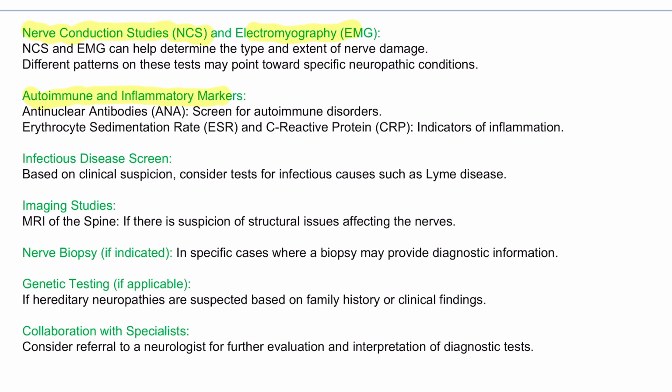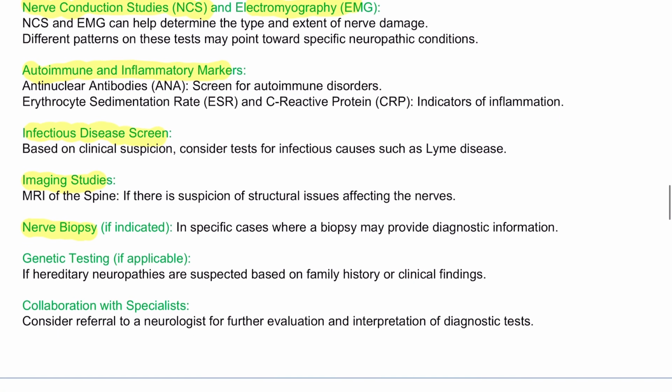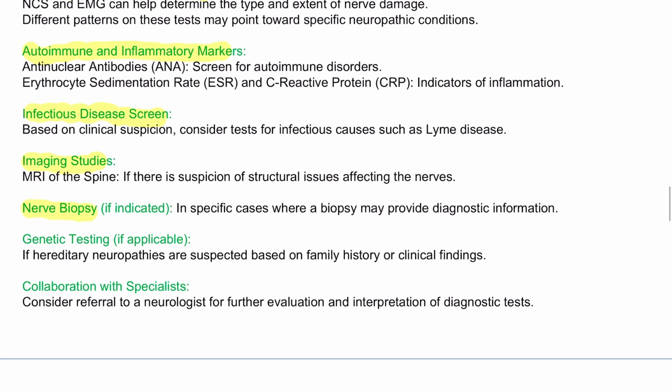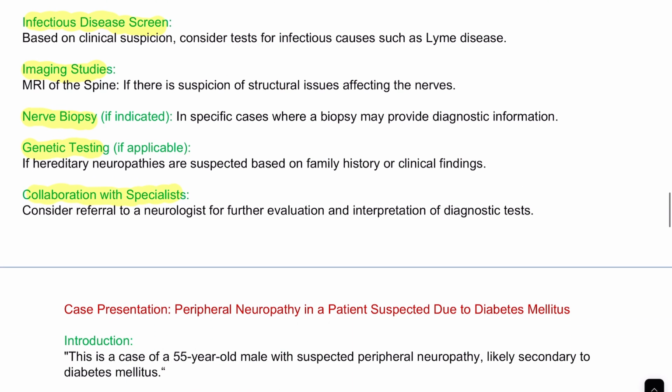Infectious disease screen: based on clinical suspicion, consider tests for infectious causes such as Lyme disease, although it's quite rare. Imaging studies like MRI of the spine if there's a suspicion of structural disease affecting the nerves. Nerve biopsy is sometimes indicated; it may provide some diagnostic information. Genetic testing: if hereditary neuropathies are suspected based on family history or clinical findings, we'll be interested in genetic testing in collaboration with the specialist. So consider referral to a neurologist for further evaluation and interpretation of diagnostic tests.